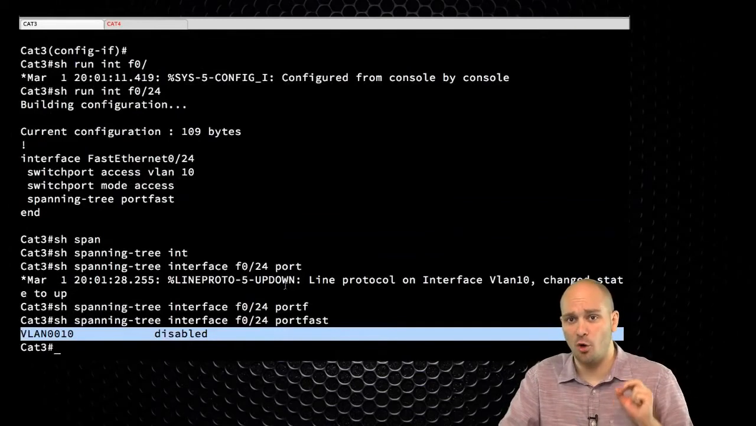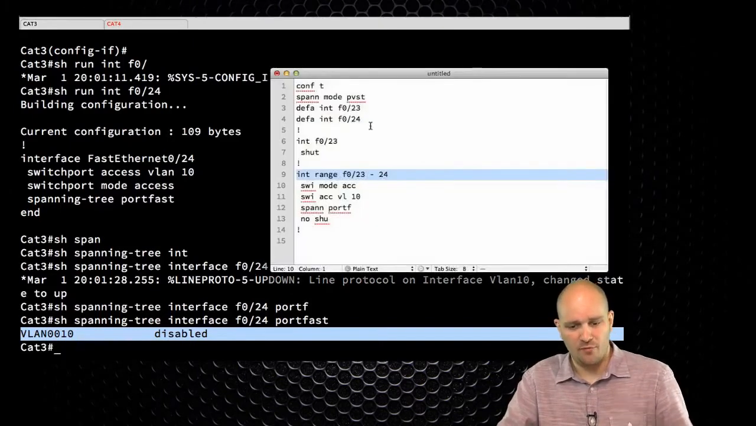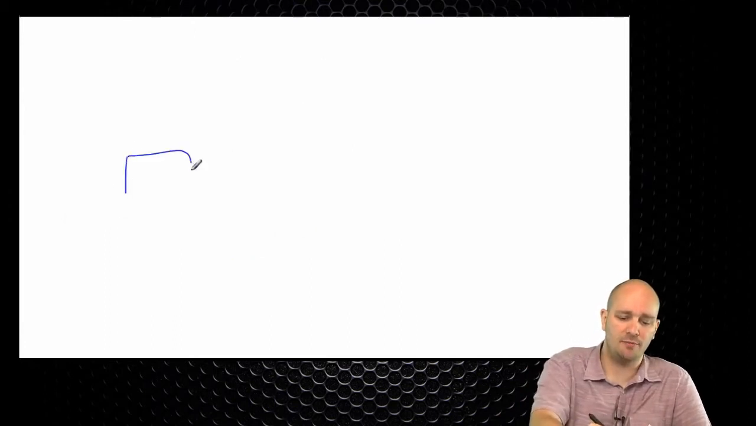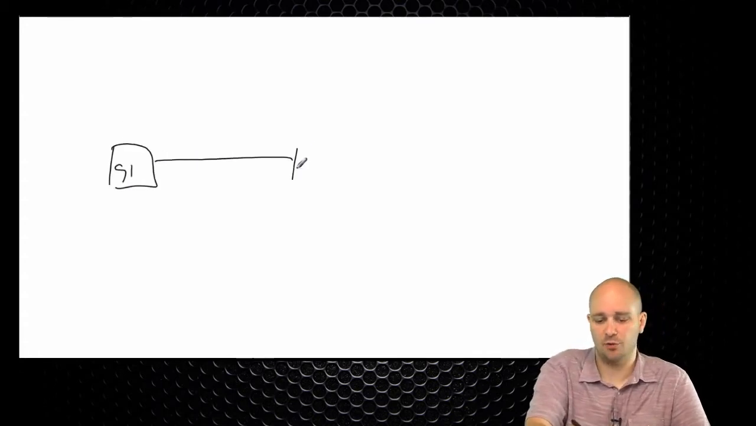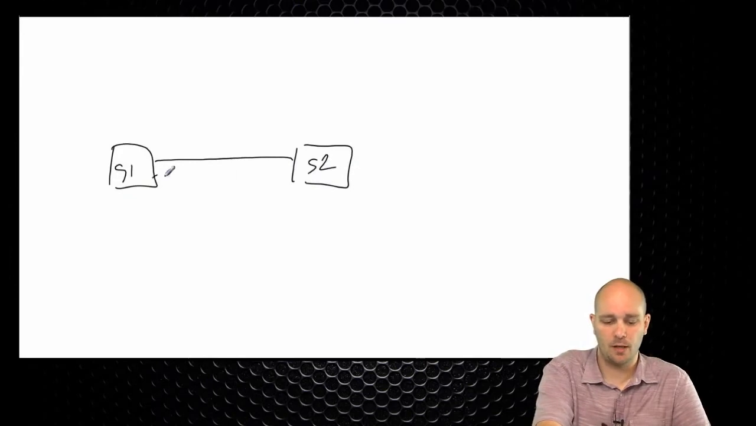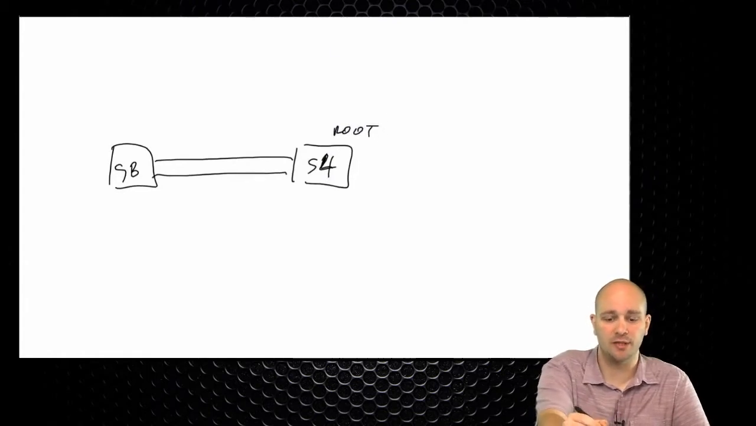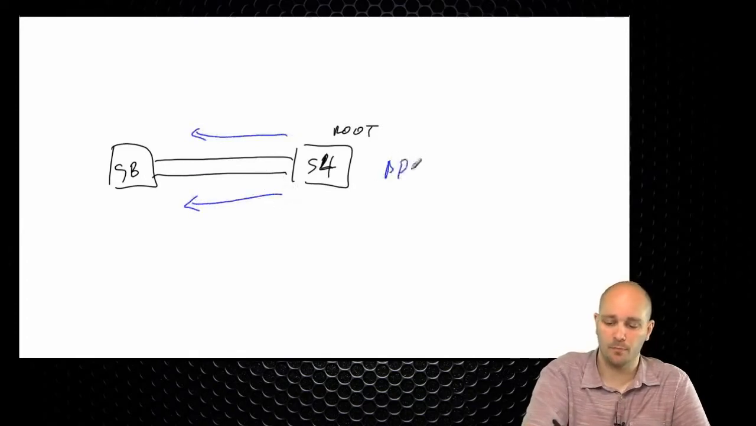So PortFast on this port was actually disabled. Why was it disabled? Well, if you remember our topology that we are dealing with here, we have switch 1 that is connected to switch 2. Actually, it was switch 3 and switch 4, but it doesn't matter. And this one here was configured to be the root, which means that root is actually sending BPDUs.